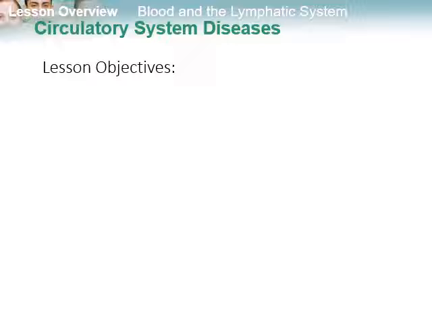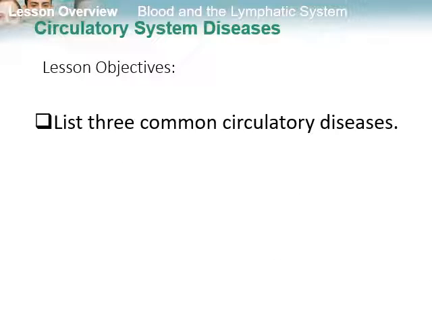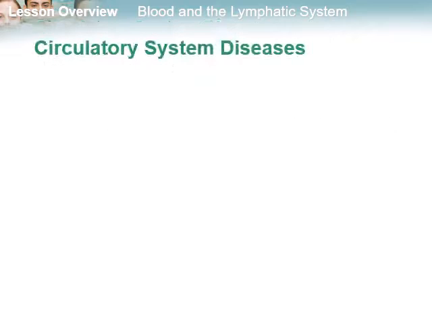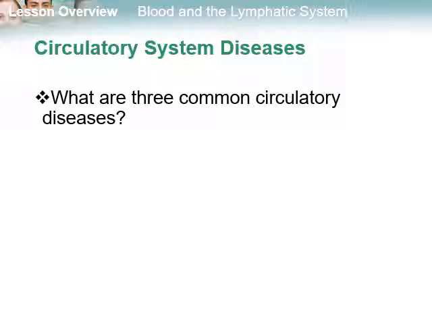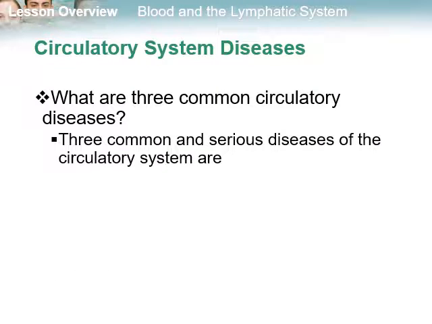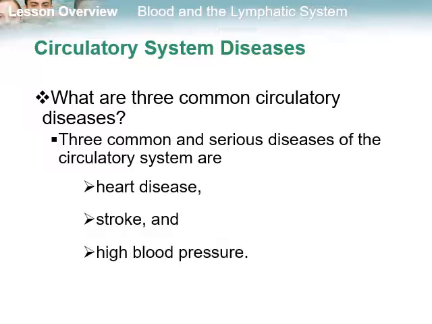Lesson objective. At the end of today's lesson, you should be able to list 3 common circulatory system diseases. Okay, let's kick it off. What are the 3 common circulatory system diseases? The 3 common and serious diseases of the circulatory system are heart disease, stroke, and high blood pressure or hypertension.